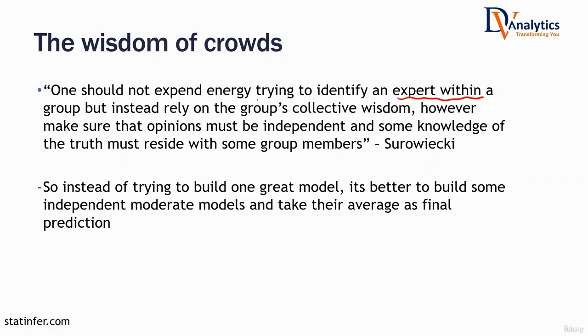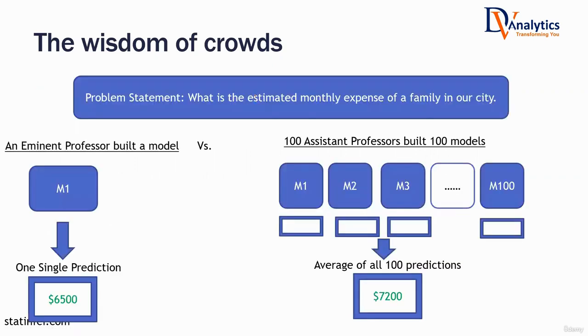Now, if you connect that wisdom of crowds to our machine learning approach, it converts to this. Let us take a different example. Imagine you have a problem statement: we want to estimate the monthly expense of a family in a city, let's say New York. Now you have 2 scenarios. In scenario 1, you give this problem statement to an eminent professor from a big university, a great data scientist. He builds one model and gives you a predicted value: the estimated monthly expense of a family in our city is $6,500.